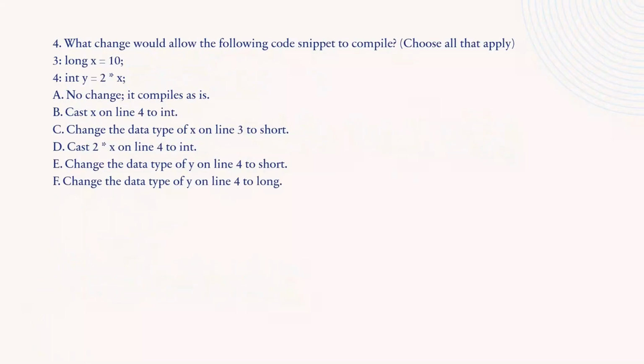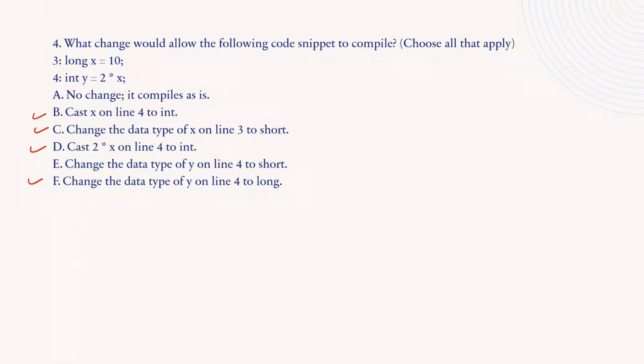What change will allow the code snippet to compile? So basically this fourth question, there is some code over here. Pause it and answer it on your own. Okay, let us see the answer for this particular question. Very easy question. So the answer will be B, C, D and F. Quite a lot of options, right?